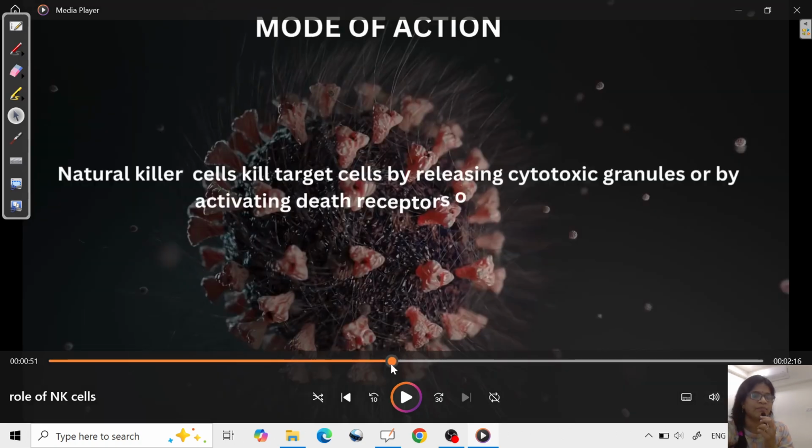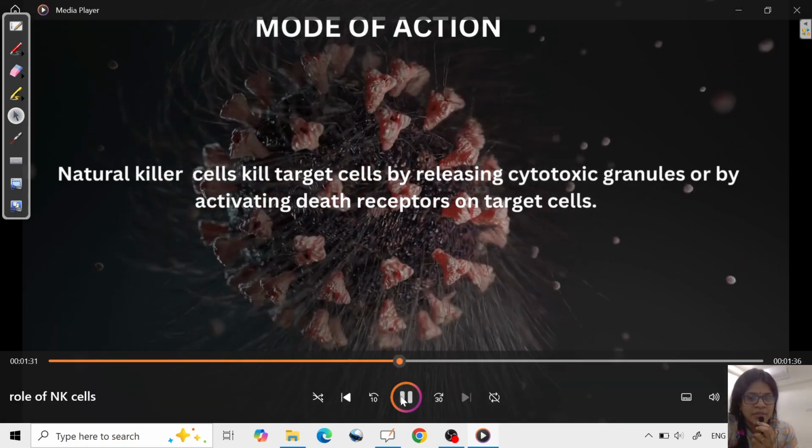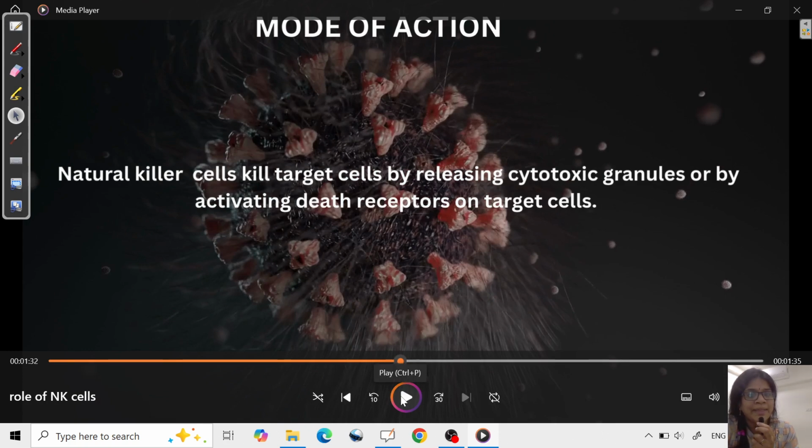Mode of action. This is very important because in this class I want to mainly emphasize this. Natural killer cells kill the target cells by releasing cytotoxic granules or by activating death receptors on the target cell. You all know that apoptosis is a process called self-destruction, right? This apoptosis should happen to maintain a healthy body. It should happen if any cell is infected by a foreign particle, a cancer, or a virus, or whatever it might be. Apoptosis is a must process.